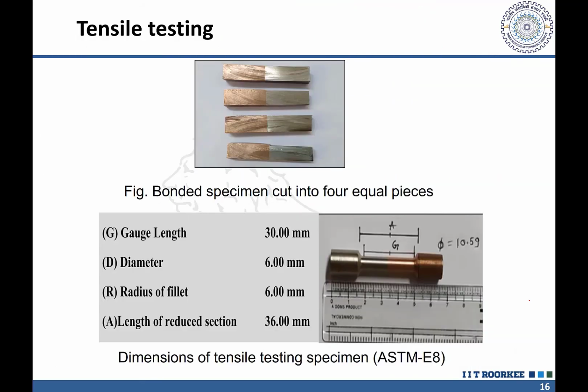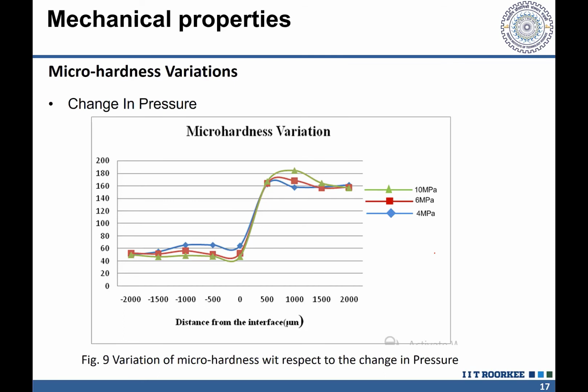So here the samples developed for the dissimilar metals of copper and austenitic stainless steels were also prepared for tensile test. So this is showing the typical tensile sample as per the ASTM E8 standard, and thereafter the hardness and the tensile tests were performed. So what it shows is that when the maximum pressure is changed, the hardness distribution is not much affected, except that near the interface there is some kind of work hardening, especially on the copper side.